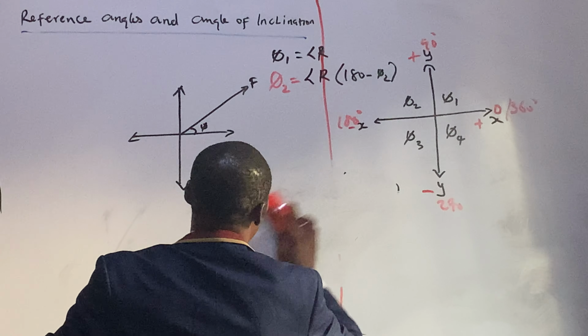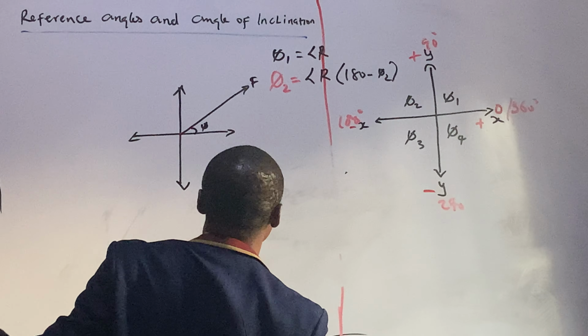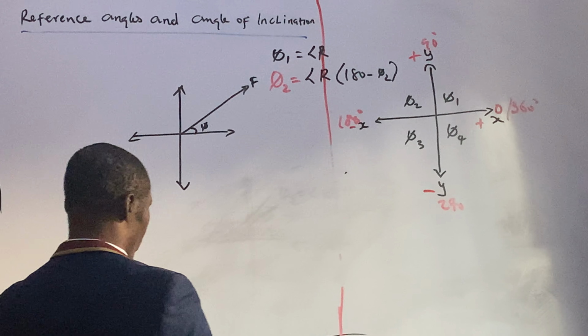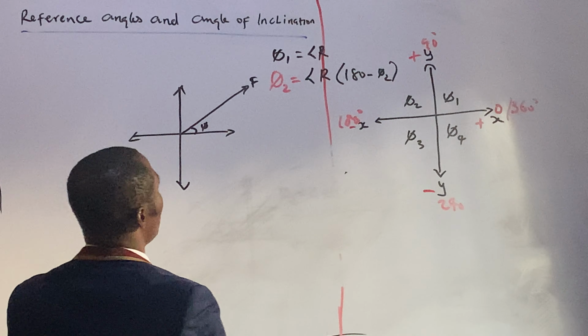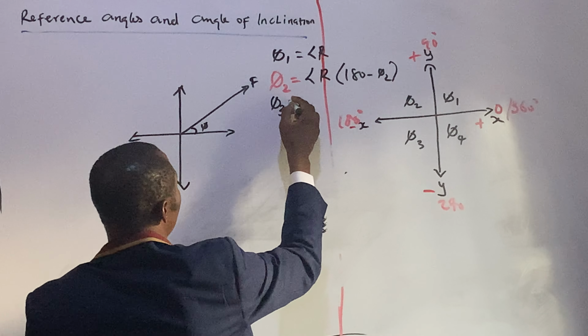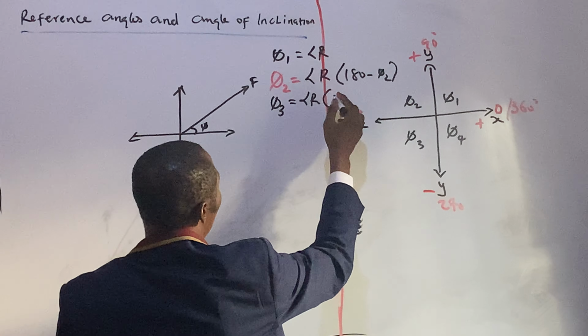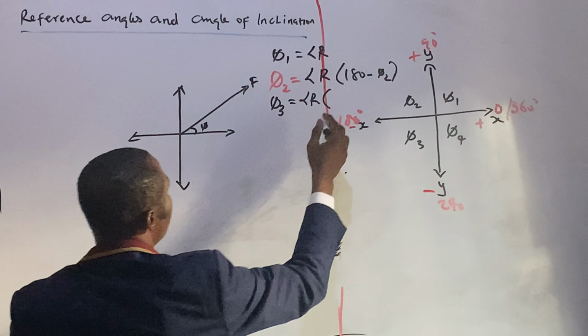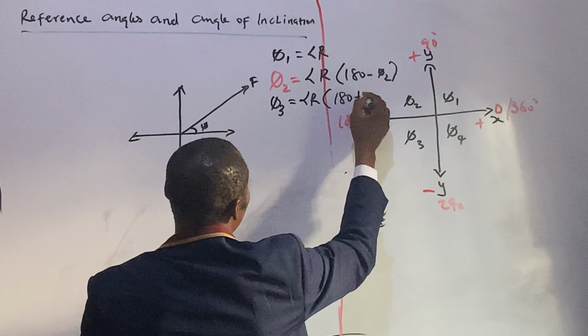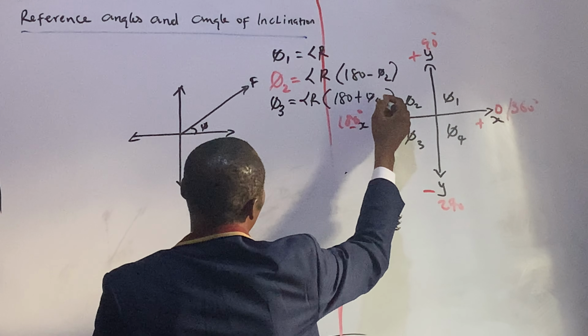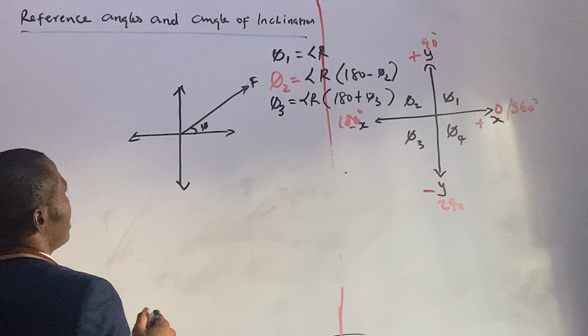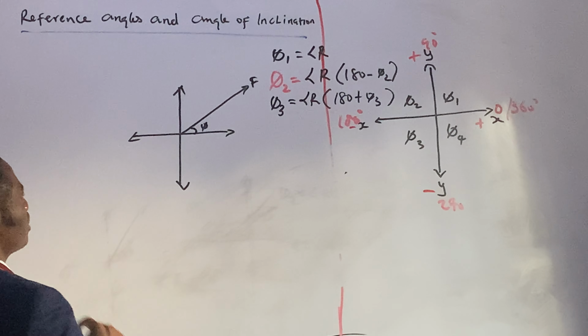The next one is when we have an angle in the third quadrant. For the third quadrant, theta 3 is equal to the reference angle, and the reference angle is equal to 180 plus theta 3. That's how we get the angle that is in the third quadrant.